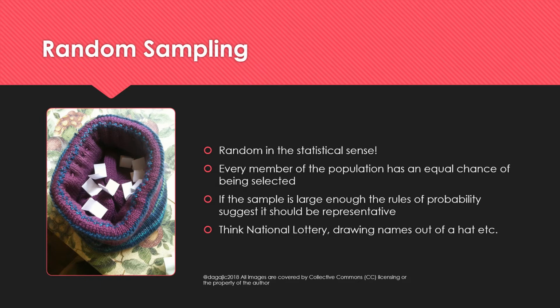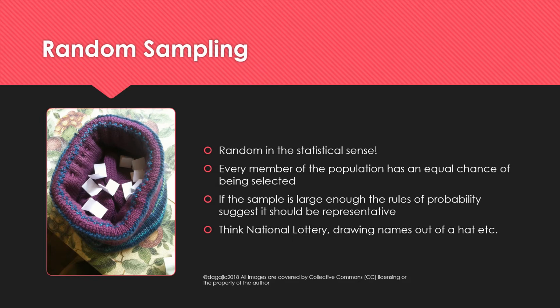Random sampling. Now we're talking here random in the statistical sense, not how you use it in everyday language like that was random or that thing's random. We're not talking about that. We're talking about statistics. And what random means in a statistical sense is that every member of the population has an equal chance of being selected. So think about the National Lottery. Every ball in that machine's got an equal chance of coming out. Drawing names out of a hat is the way that we usually think of random sampling being done.